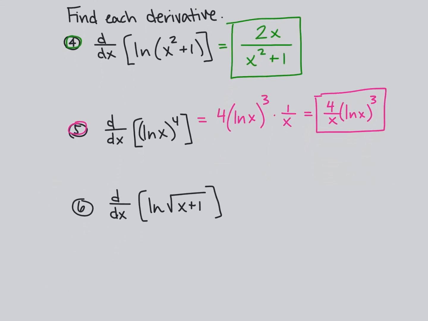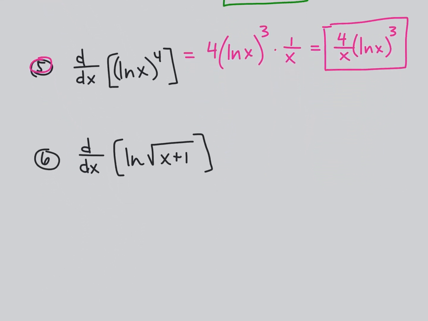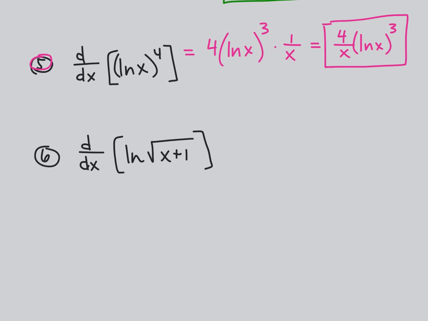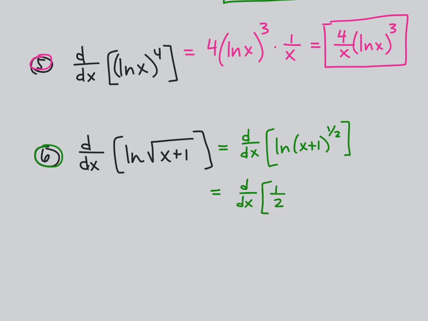In number 6, we have the natural log of a square root. Earlier in this video, we talked about the properties of logarithms, including natural logarithms. So I'm going to actually rewrite this, and we'll be taking the derivative of the natural log of x plus 1 raised to the 1/2. Now this is the inside part being raised to the 1/2. That means that we can use our property of logs and bring this 1/2 out in front of the natural log. So we're really taking the derivative of 1/2 times the natural log of x plus 1.